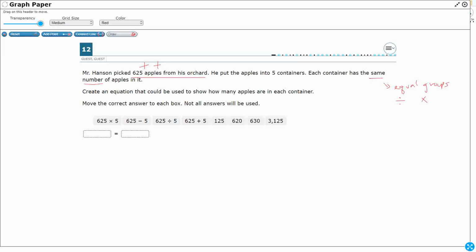All right, so let's see what we can draw here. So let's say I've got 625 apples. That's my total. He put the apples into 5 containers. Okay, so I can make some containers down here. There we go. There's my 5 containers. Each container has the same number. So which of these could work? Okay, so let me see. Well, I could do 625. And look, I'm just going to split it evenly into 5.